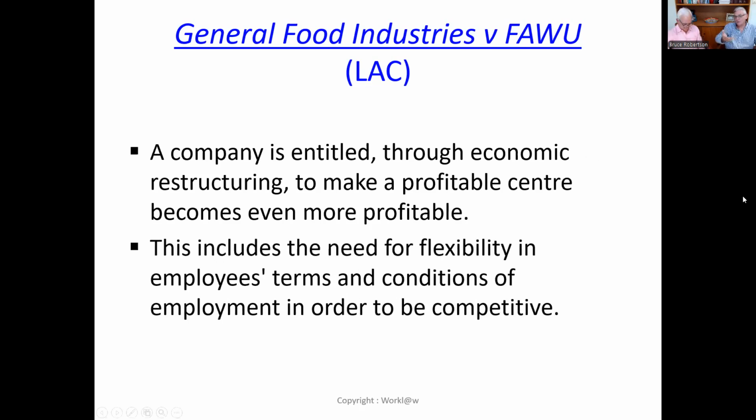And this, rather dramatically, you can see, includes the need for flexibility in employees' terms and conditions of employment. So you can see what was happening here in this exercise. They were already requiring a change, trying to avoid a unilateral change to terms and conditions of employment.